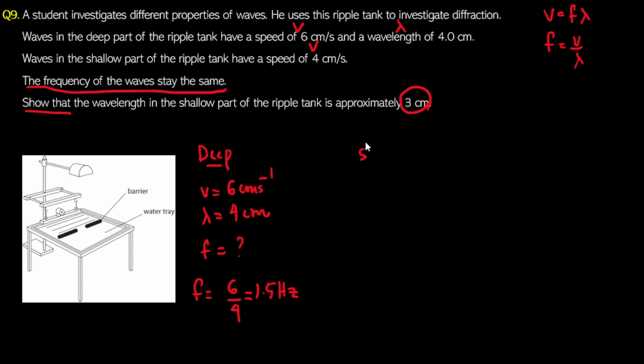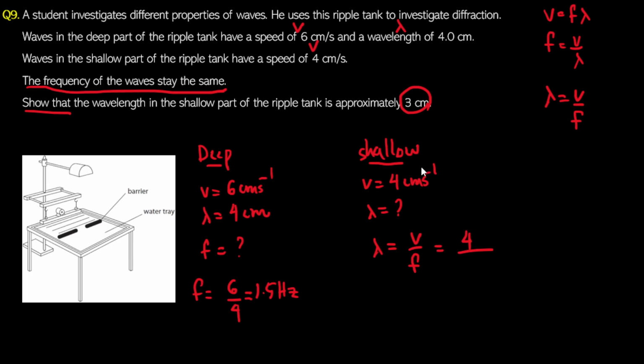So for the shallow part, the speed is 4 centimeters per second. We need to find the wavelength in order to prove that it is 3 centimeters. So v is equal to f lambda. This time we want the wavelength, so lambda is equal to v over f. For v, we are going to substitute 4, and for frequency, since the frequency of the wave stays the same, we can just substitute the one that we found for the deep part.